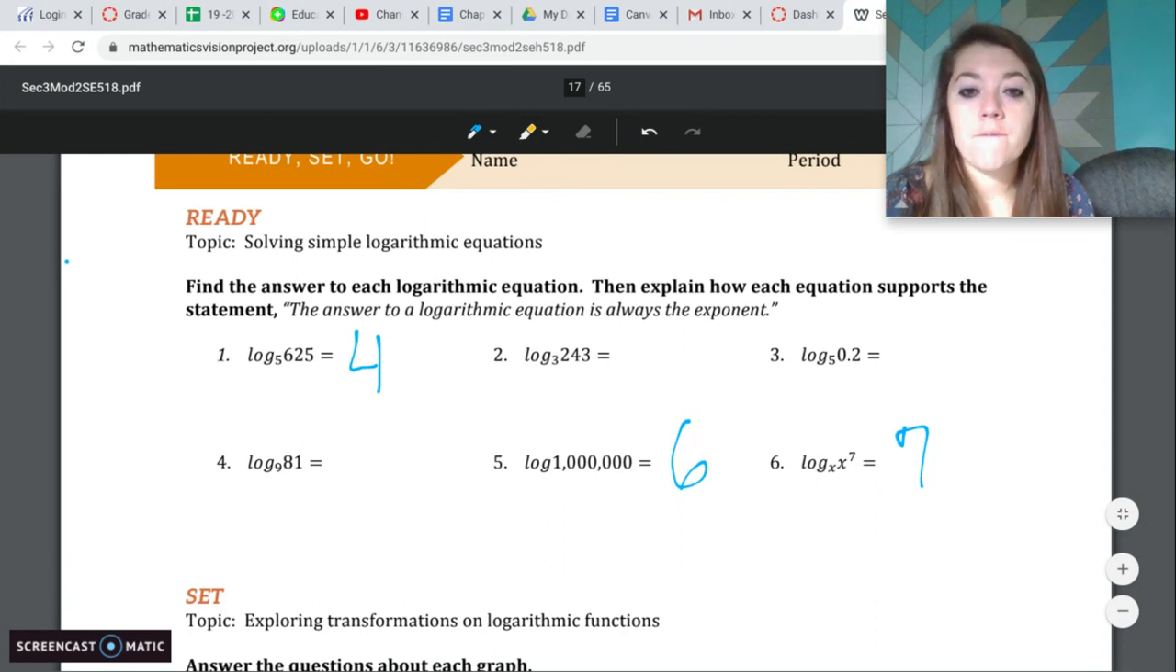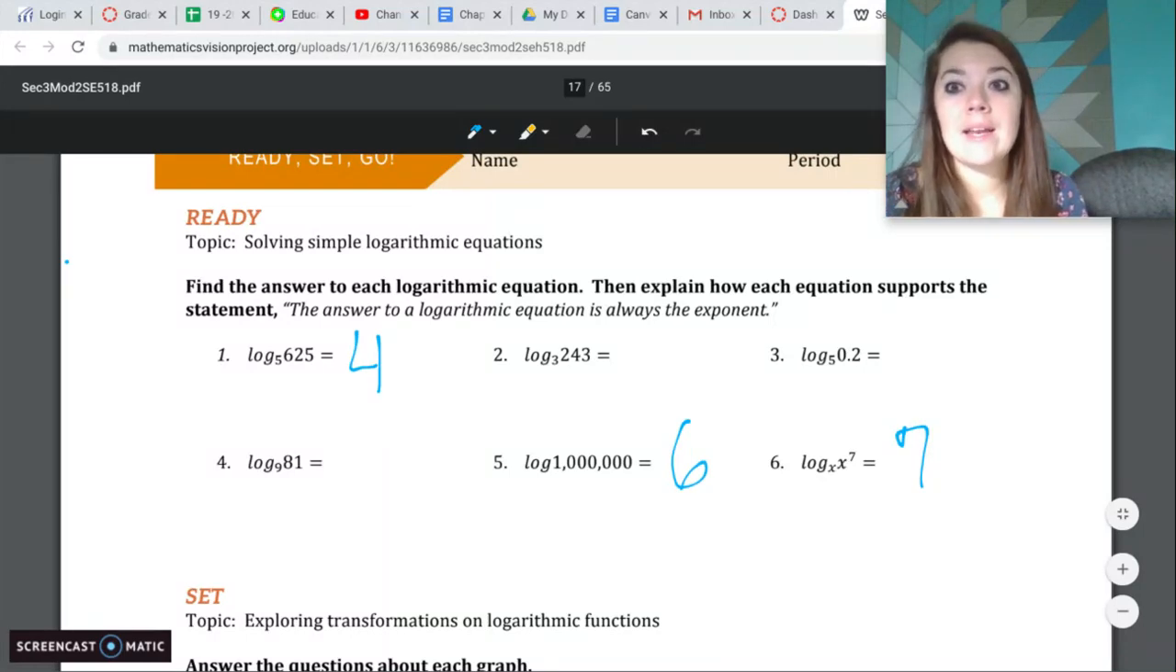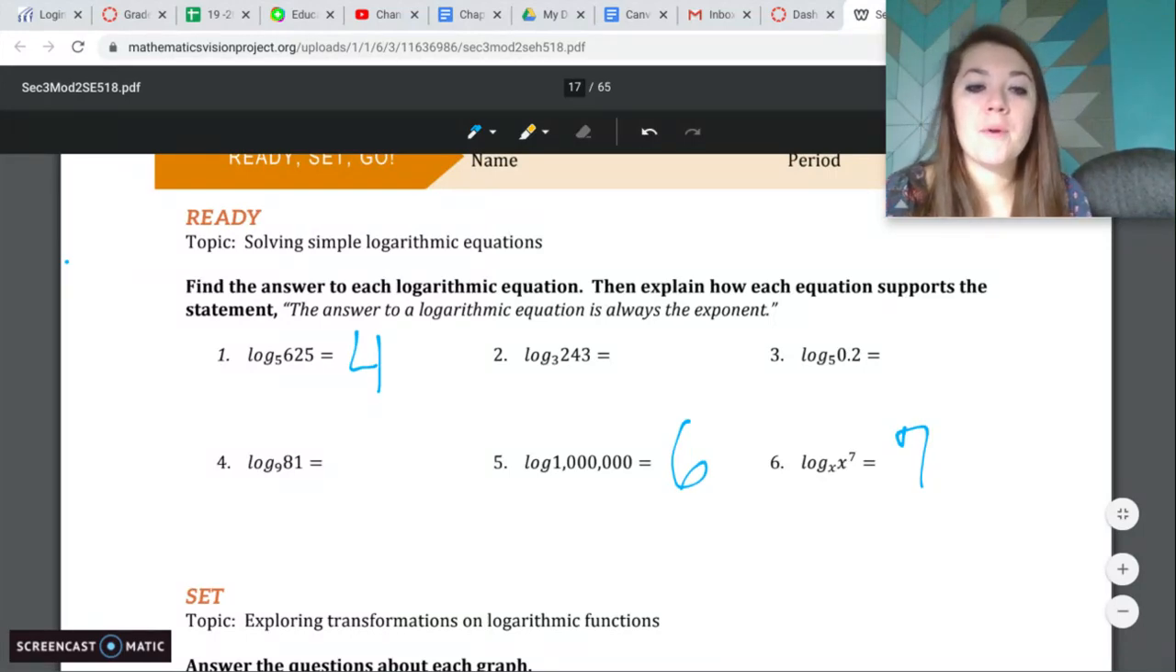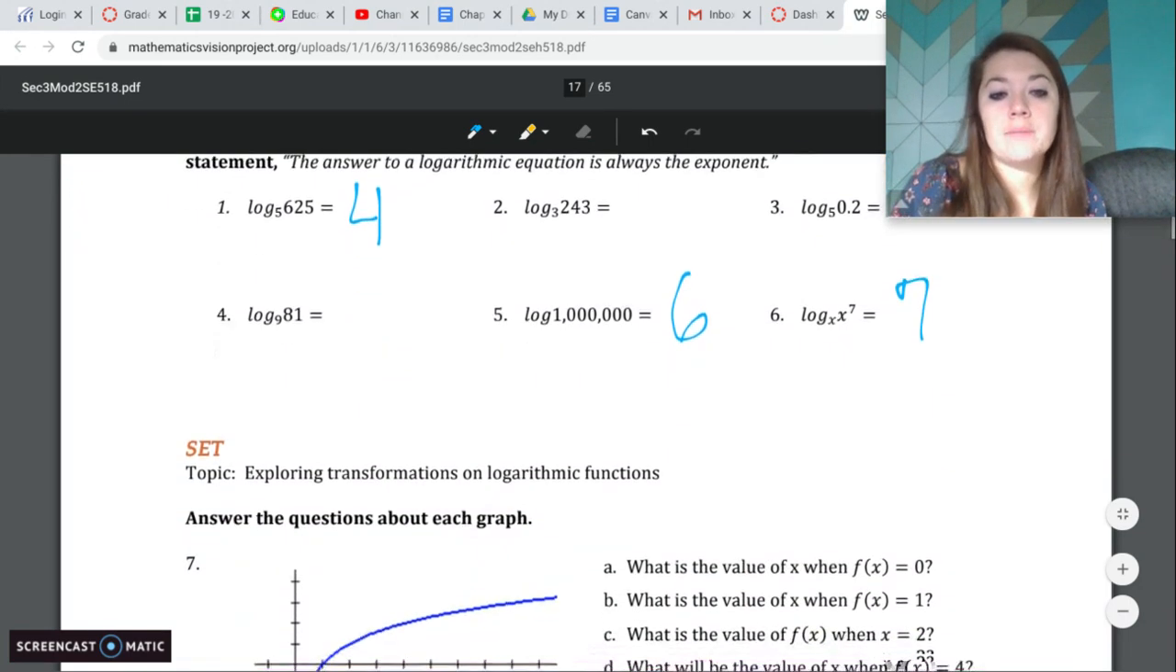For each of your base numbers, to what exponent should you take it to get the big number? So number 2, what do you have to take 3 to get 243? Number 3, what do you have to take 5 to get 0.2? Hint, if you get a decimal, it means you're taking it to a negative exponent. For number 4, what do you have to take 9 to get 81? So that's what you're looking at here.